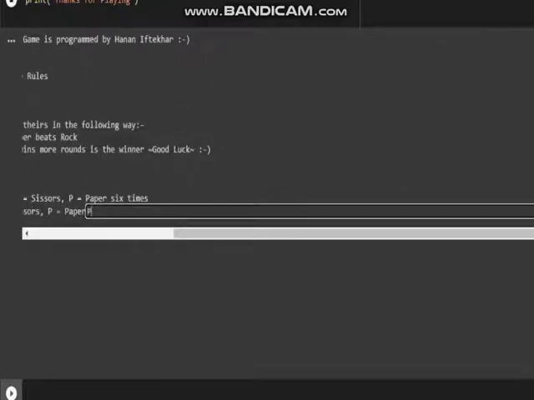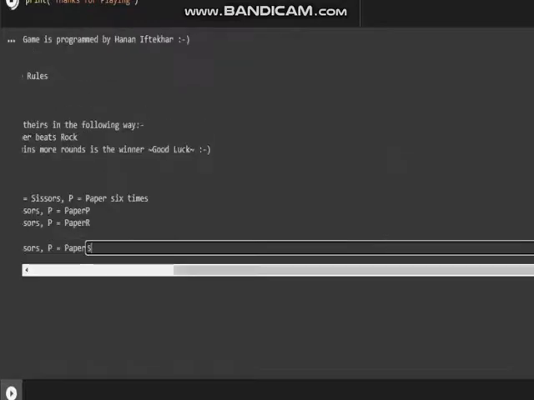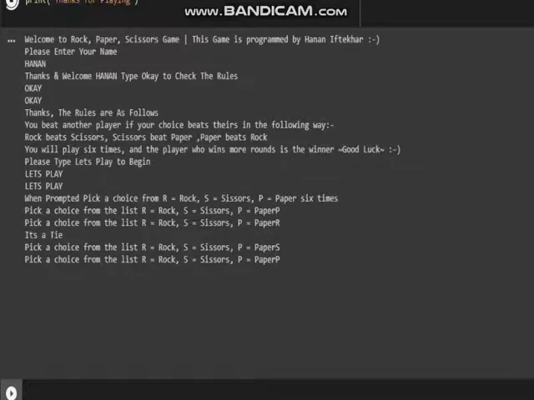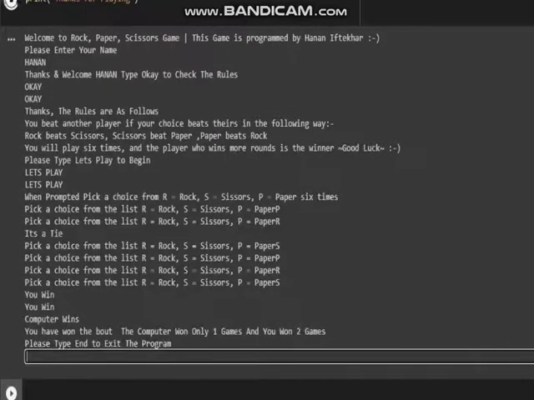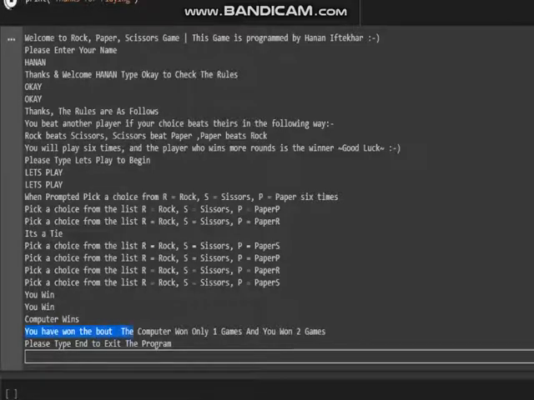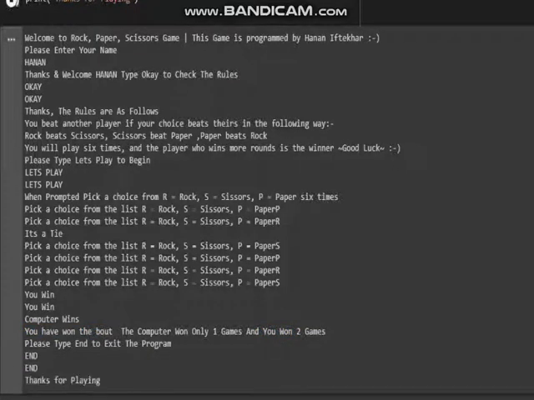Paper for first, rock for second, scissors for third, paper for fourth, rock for fifth, and scissors for sixth. Okay, so I have won the bout. You have won the bout. The computer won only 1 game and you won 2 games. So please type N to exit the program, and it said thanks for playing.